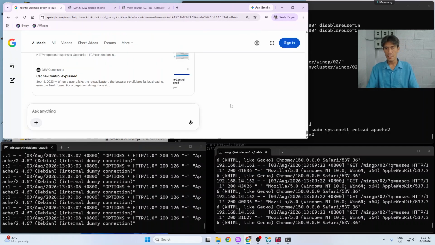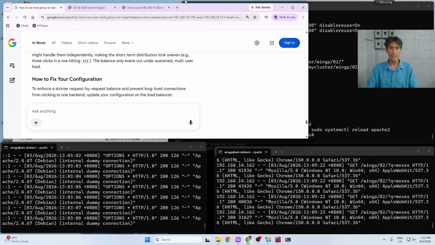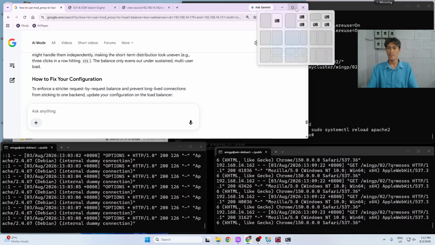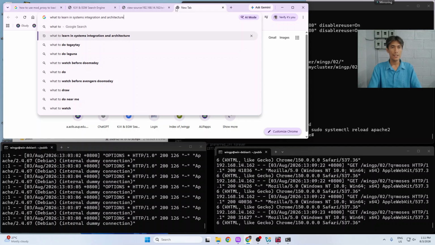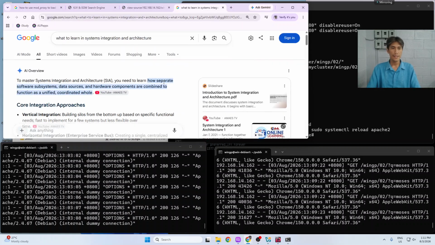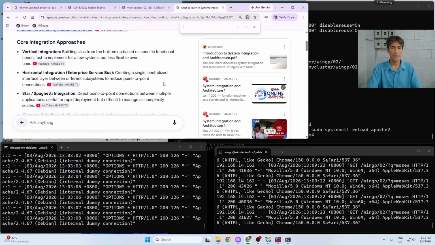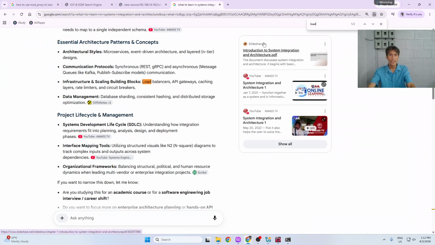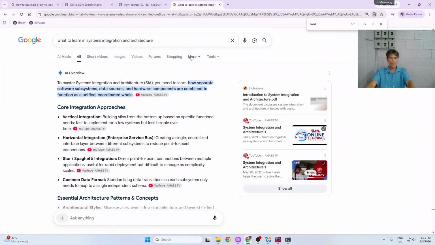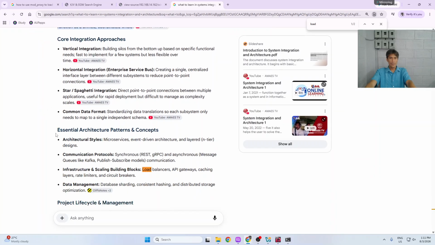Okay. At least we learned something today. Load balancing. Wow. Because what to learn in systems integration and architecture. And it says here, load balancers. Okay. We are here. Load balancers, API gateways, caching. Okay, we will demo this next time.